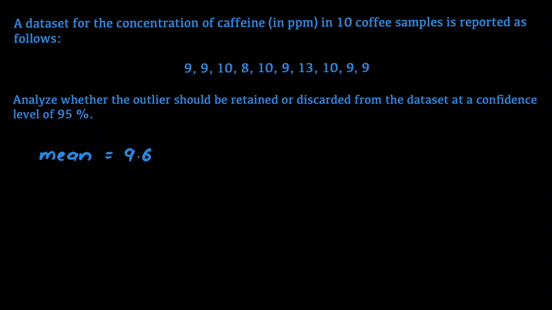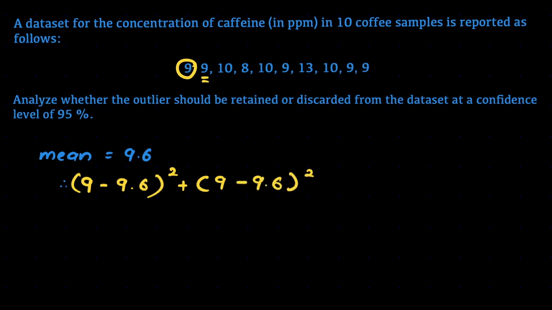Next up, we are going to find the standard deviation. In order to find the standard deviation, every number needs to be minus the mean and then to the power of 2. For example, the first number is 9, so 9 minus 9.6, which is the mean, squared, plus the second number is 9 again, minus 9.6 squared, plus 10 minus 9.6 squared, and so on. After you have done the summation of this, you should get a total of 16.4.